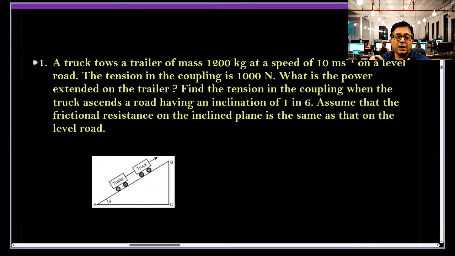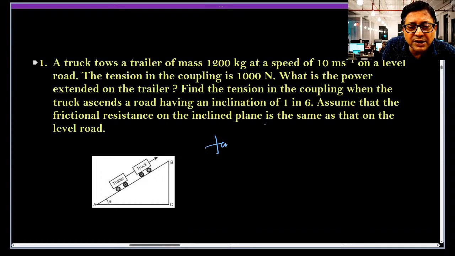A truck tows a trailer of mass 1200 kg at a speed of 10 meter per second. I'll explain everything. Weight on a level road. Tension in the coupling is 1000 Newton. What is the power exerted on the trailer? Or find the tension in the coupling when the truck ascends a road having an inclination of 1 in 6.